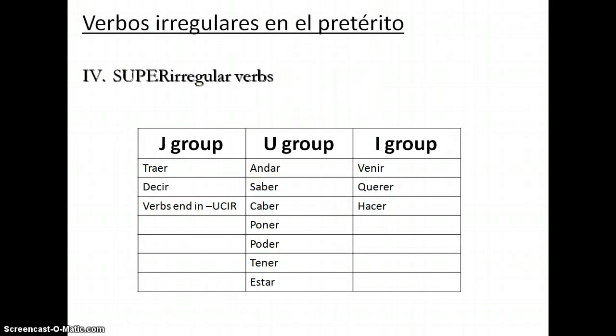Now the last group of irregulars in the preterite tense that we're going to talk about, I like to call super irregulars because they are very, very irregular. I divide them into 3 groups, the J group, the U group, and the I group, because the conjugations have a J added to the conjugation, a U added to the conjugation, and an I added to the conjugation. Please note all the verbs that belong to each group.